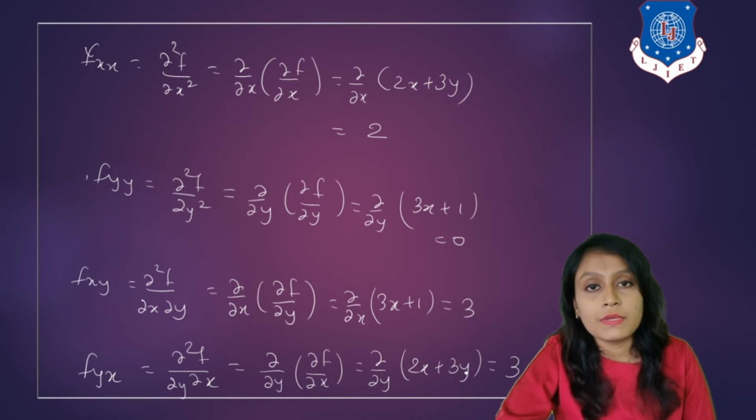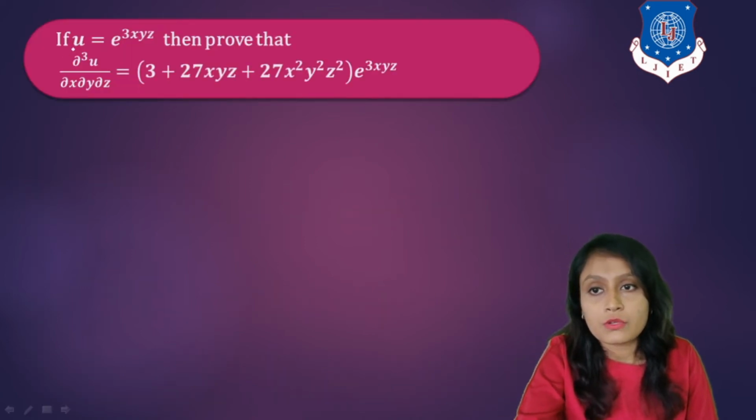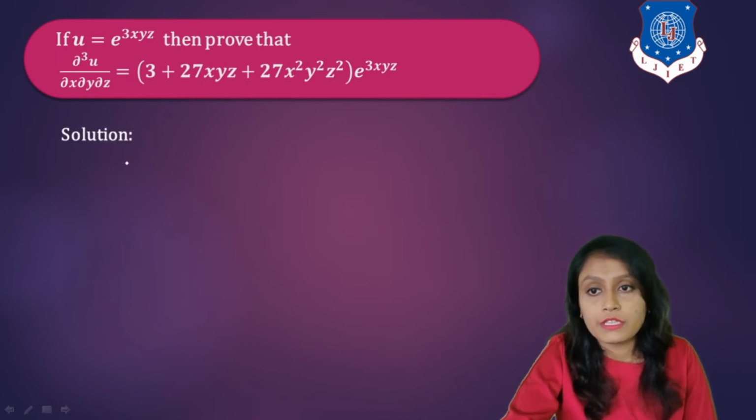Now let's begin with the next example. So the question is, if u is equal to e raised to 3xyz, then prove that del cube u by del x del y del z is equal to 3 plus 27xyz plus 27x square y square z square, into 3 e raised to 3xyz. Okay, we have to prove this. So let's begin with the solution.